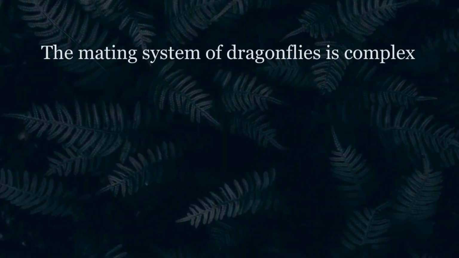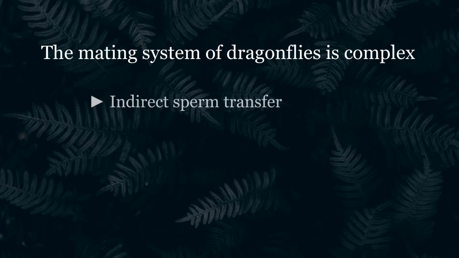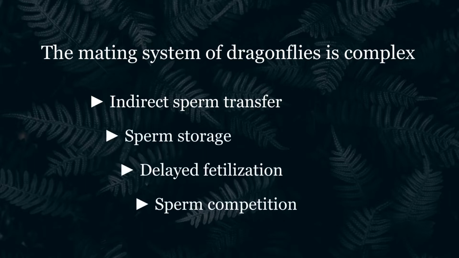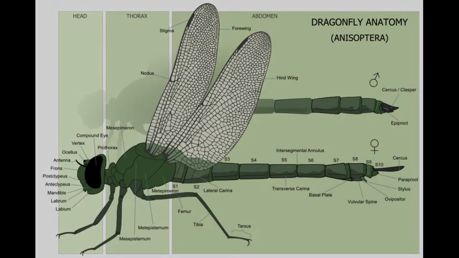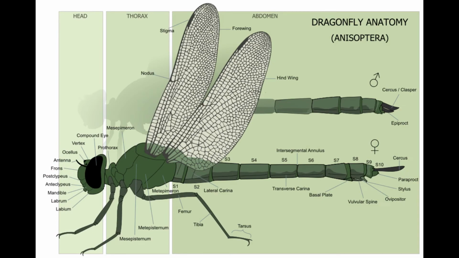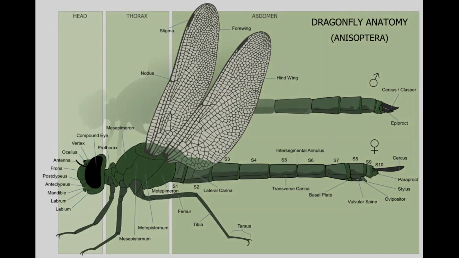The mating system of dragonflies is complex, and they are among the few insect groups that have a system of indirect sperm transfer along with sperm storage, delayed fertilization, and sperm competition. The abdomen is long and slender and consists of 10 segments. 3 terminal appendages are on segment 10, a pair of superiors, claspers, and an inferior. Males, on the underside of the second segment, have a cleft forming the secondary genitalia. Sperm is produced at the 9th segment and is transferred to the secondary genitalia prior to mating.